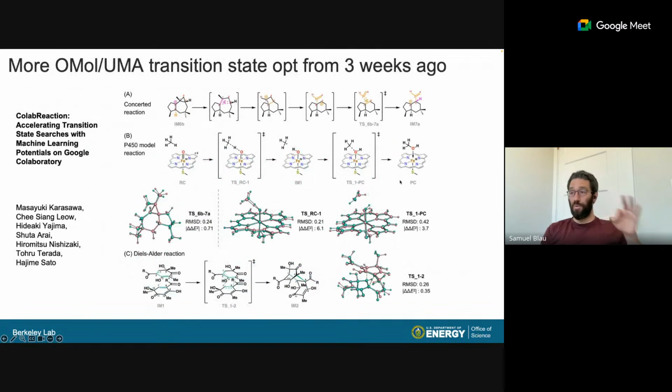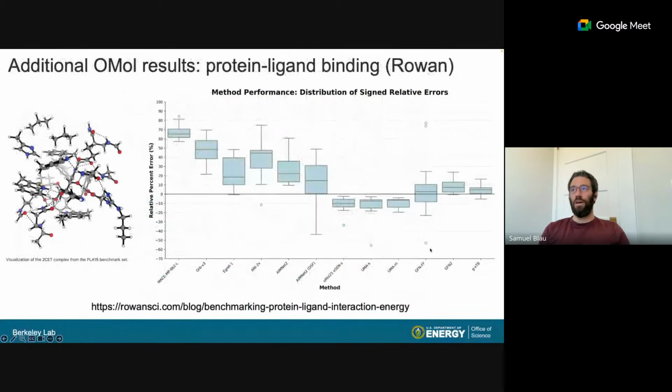The same group then 3 weeks ago put out another paper, this time going to even more difficult reactions, these complex concerted reactions in organic molecules. Now we have P450, an iron-containing complex, I think, from biochemistry. We're dealing with radical ions, and the Diels-Alder, everything just worked extremely well right out of the box, which is very, very exciting. The folks at Rowan have continued to do great work benchmarking these models.